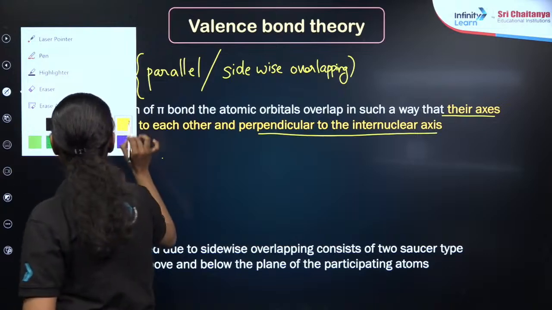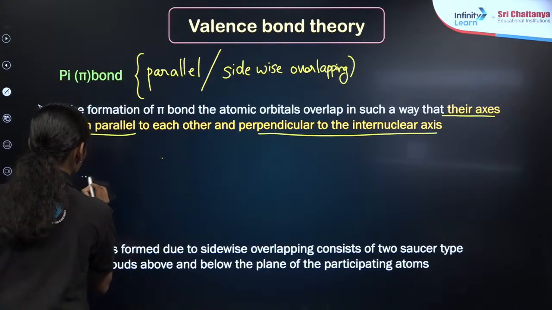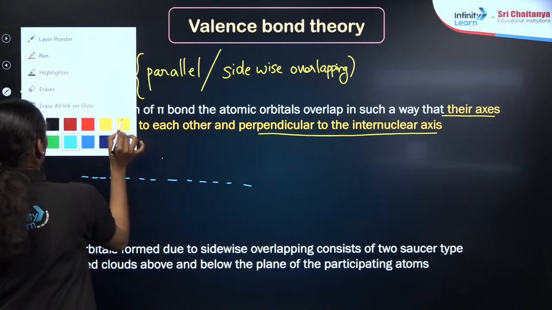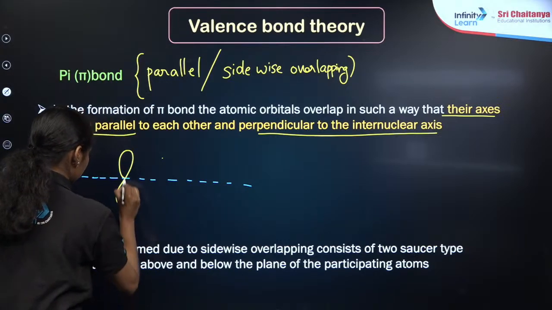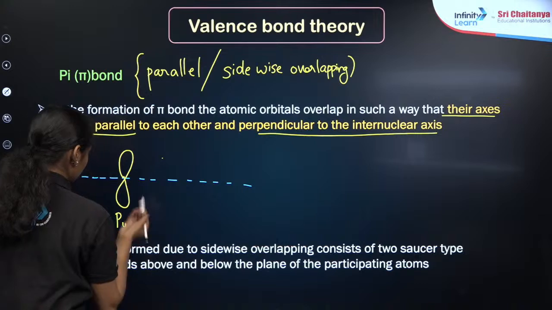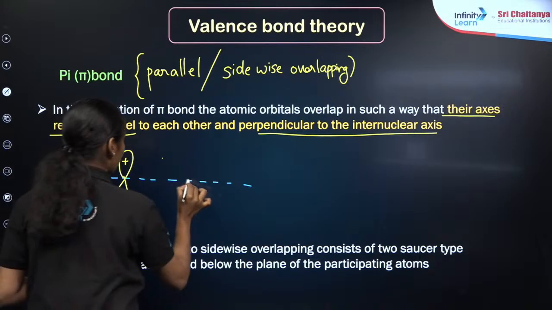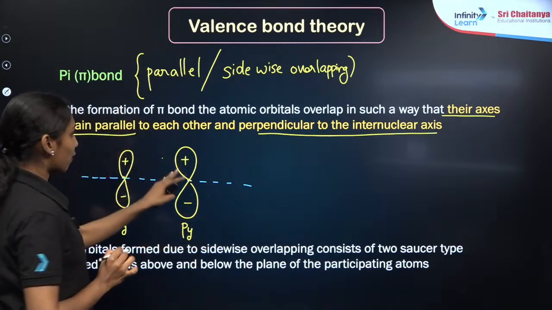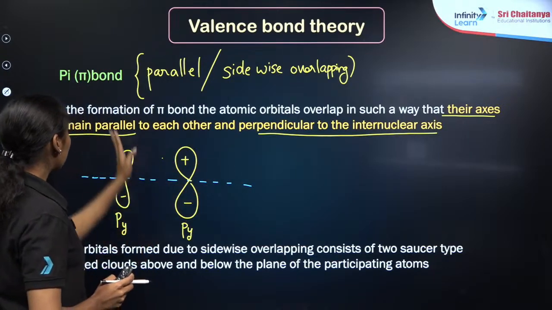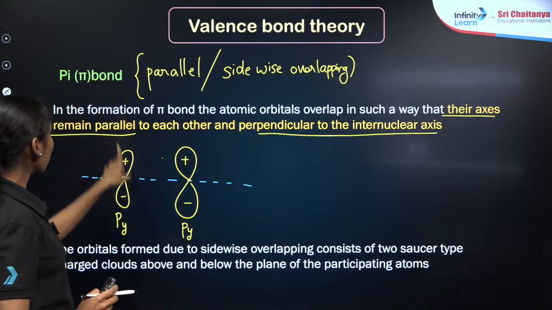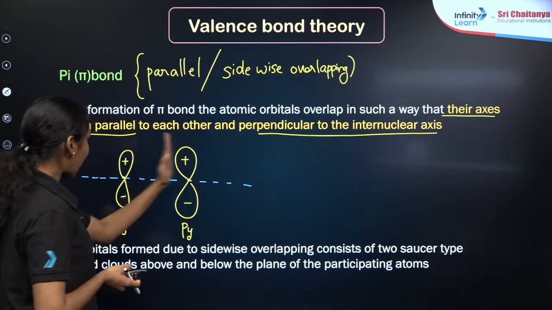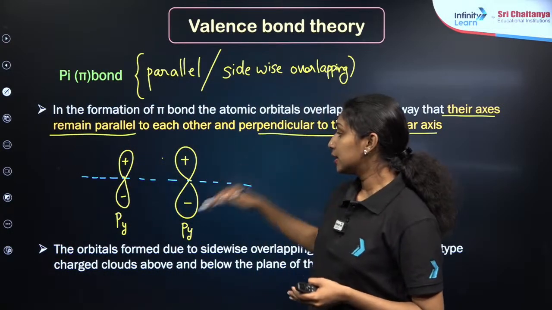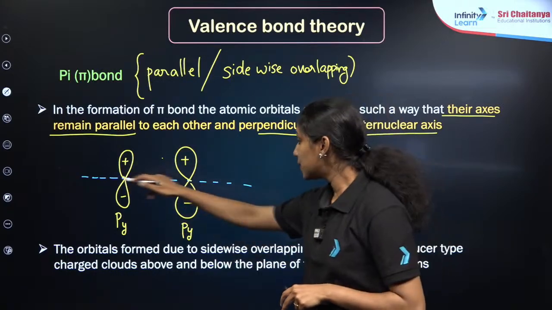I will show with an example of the structure. This is our internuclear axis, that is the imaginary line. This is one p orbital having this orientation. Then this will be the second orbital, plus minus py orbital. It will get overlapping. This is the internuclear axis and these orbitals remain parallel to each other, but perpendicular to the internuclear axis. The internuclear axis is the imaginary line in between the nuclei.